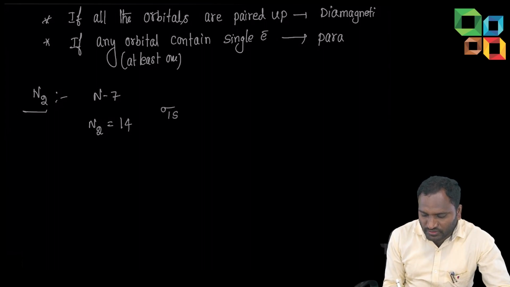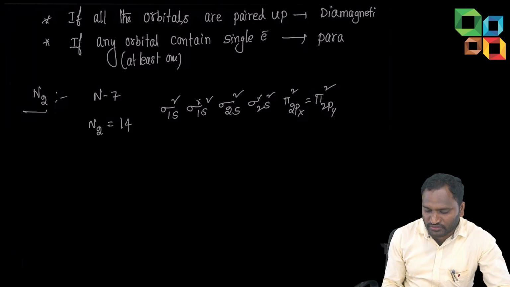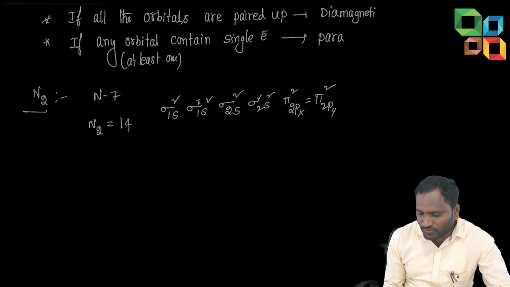So here, nitrogen has 14 electrons. Sigma 1s 2 electrons, sigma star 1s 2 electrons, sigma 2s 2 electrons, sigma star 2s 2 electrons. Pi 2px equals pi 2py, so here 2 electrons, here 2 electrons. 1, 2, 3, 4, 5, 6. Still 2 more electrons are there, in sigma 2p.